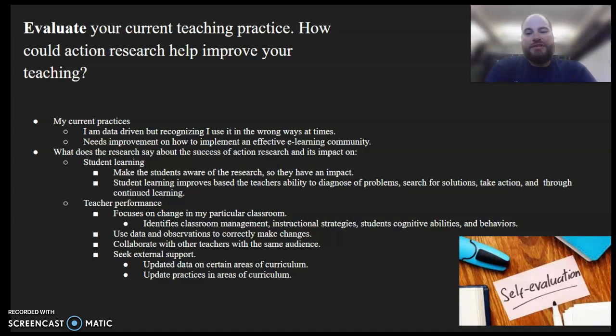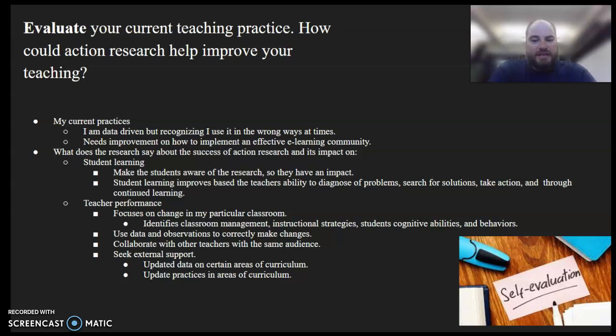To evaluate my current teaching practices, I am a data-driven person. My school being online, we do collect a lot of data, but I do recognize that I use the data in the wrong way sometimes, and it is something that I do work on. I need to improve on how I implement a little bit more effective e-learning community. We are online, but we do have a blended program to where we're able to do some in-person stuff. And so kind of finding the line between in-person and e-learning sometimes can be a little bit hard.